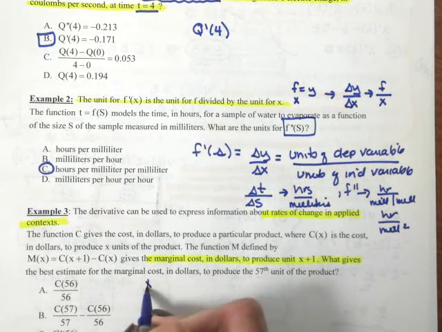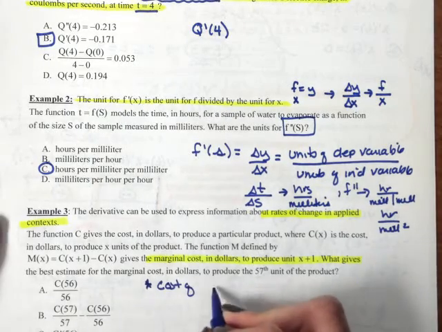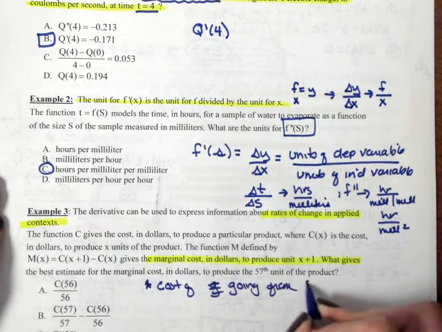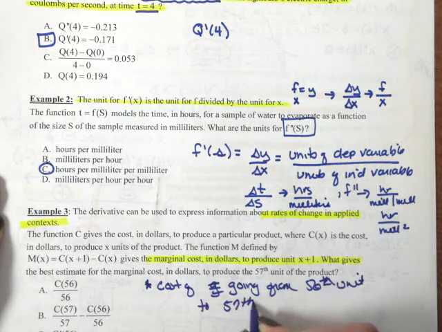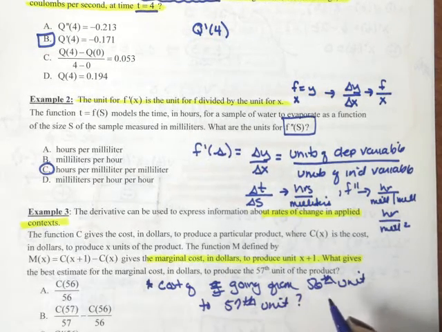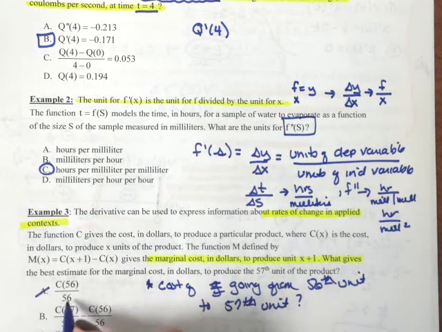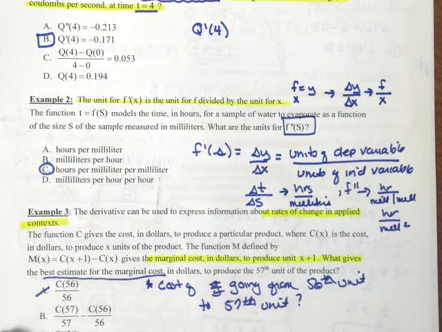So really what this question is asking us is, what is the cost of going from the 56th unit to the 57th unit? So now this one right here, we know it can't be A. Again, we're talking about the best estimate for the marginal cost in dollars to produce the 57th unit. So again, we're looking at C.